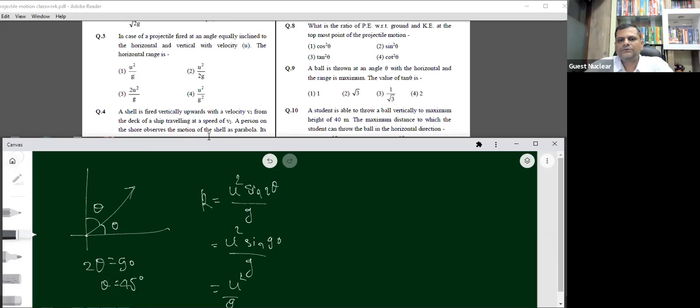Yes, so it will be u square by g. This is actually going to be the correct option. A is going to be the correct option. Okay, what about this 8th one?